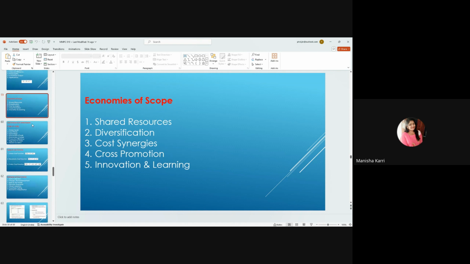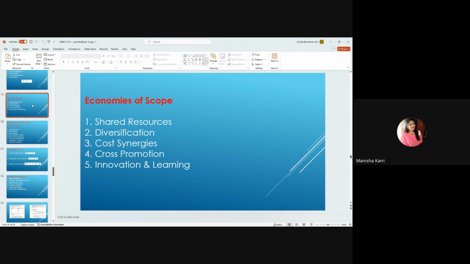Another one is economies of scope. What do these economies of scope mean? It refers to the cost advantages that a company experiences when it increases the variety of goods and services it produces. This is unlike economies of scale, which focuses on the cost benefits of producing a large quantity of a single product. Economies of scope arise from efficiencies gained through producing a diverse range of products.